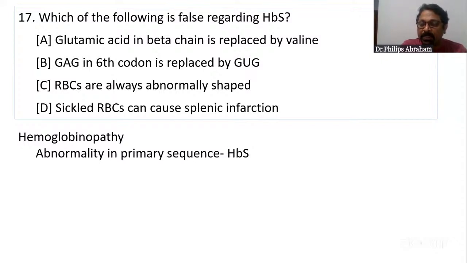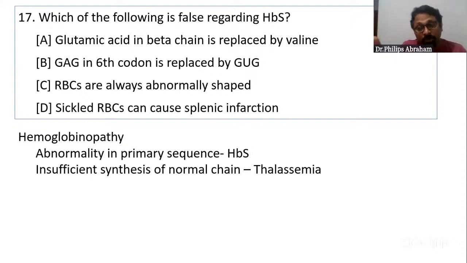Now what happens in sickle cell hemoglobin? The number is the same, but there's a small change in the sequence. At the beta chain, 6th position, instead of glutamic acid, valine comes. So it's an abnormality in the primary sequence. That's one type of hemoglobinopathy, which we also call qualitative hemoglobinopathy.